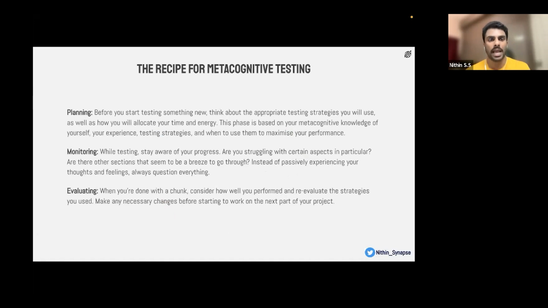So we have to plan, we have to monitor how we perform and how we organize all our strategies, and we evaluate how much our progress is and how well our strategies are fitting into our execution phase.